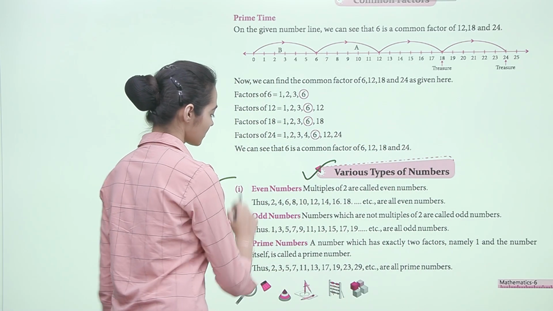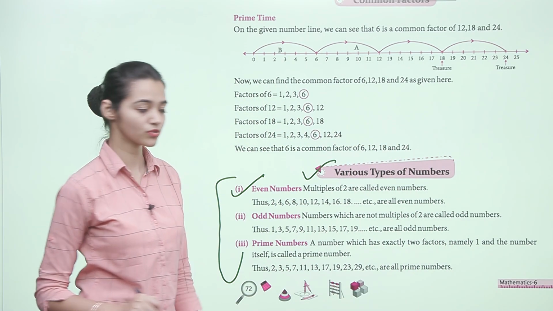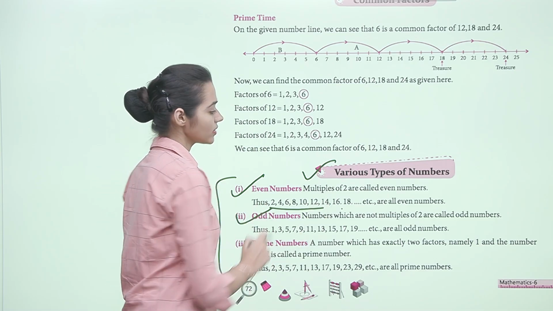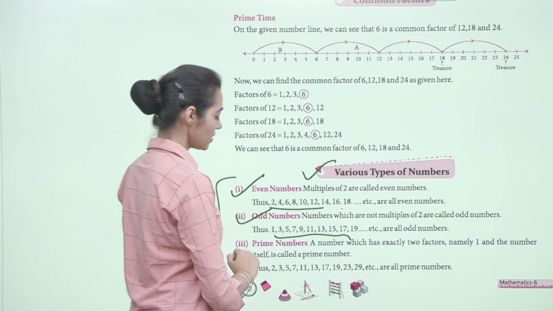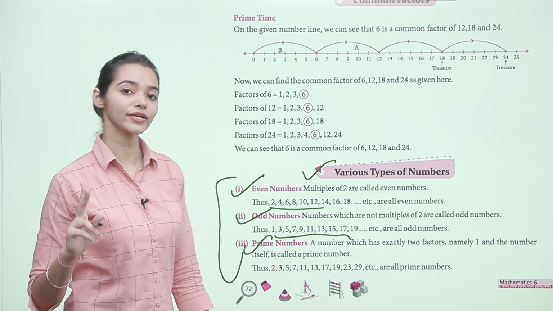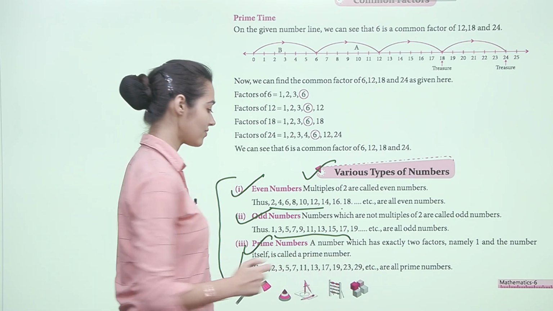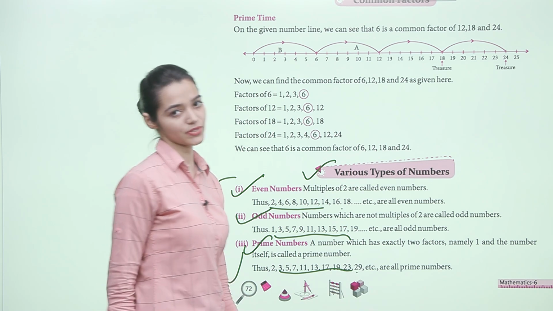Various types of numbers. Even numbers are multiples of 2, these are the multiples of 2. Odd numbers are numbers which are not a multiple of 2. Prime numbers have exactly 2 factors, that is 1 and the number itself. So, these all are what? Prime numbers.